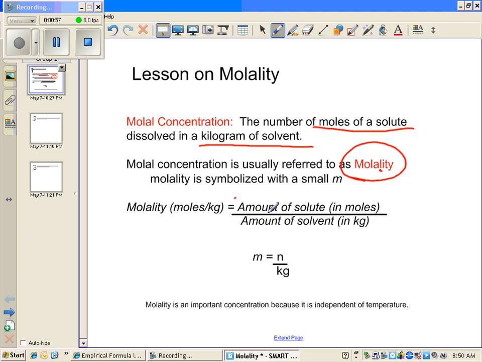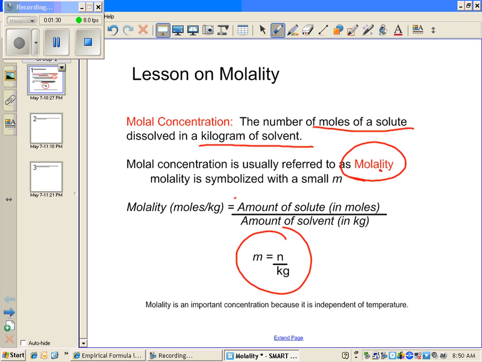Here it is in formula form. Little m is what we have for molality. The little m is usually italicized, but it doesn't have to be. Be careful, because what's another thing that little m can stand for? Mass. That's right. So little m here stands for molality, and that's the one that's usually italicized. N stands for moles. So molality equals moles divided by kilograms. That's going to be your final unit.